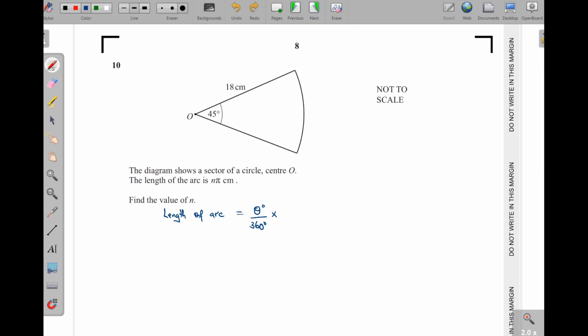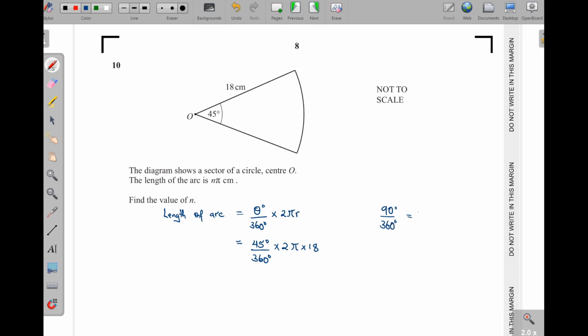So we multiply by the expression for the circumference of the circle, which is 2 pi r or pi d. But you know that the diameter is twice the radius, so that's why we have 2 pi r. Okay, then what else do we have here? So this theta is 45, divide by 360, then times 2 pi, then the radius is 18. Now, this is 45 times 2, which is a 90. So I'll have 90 over 360.